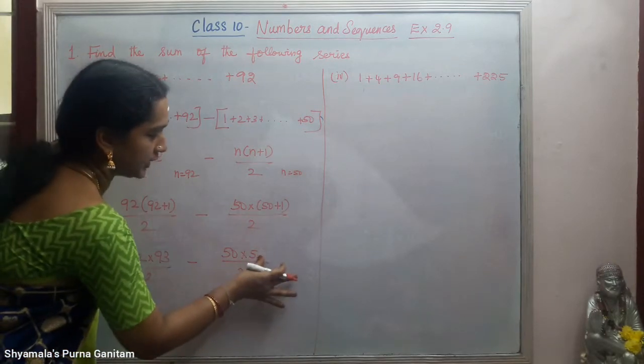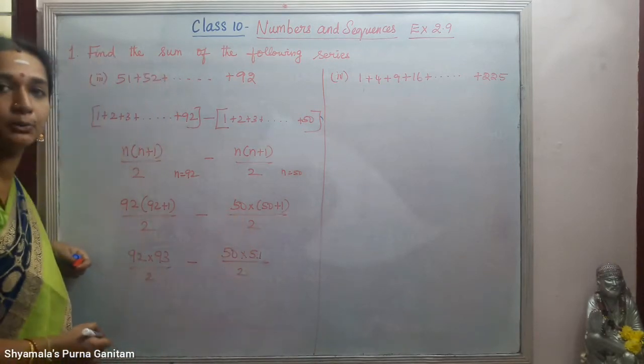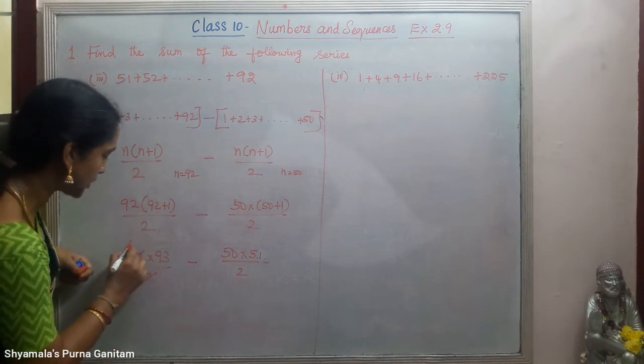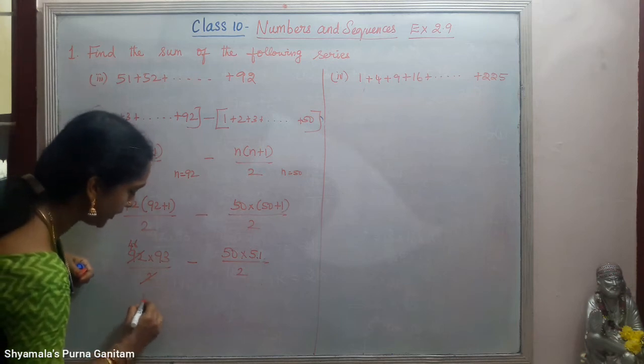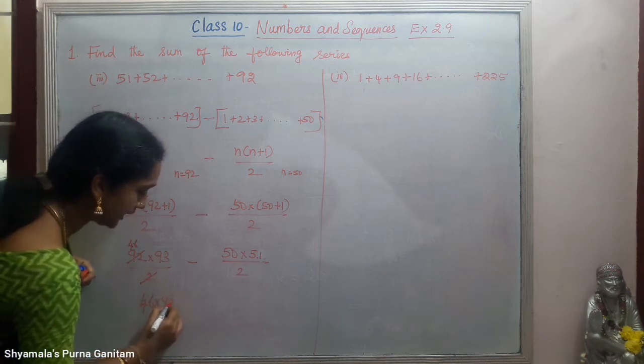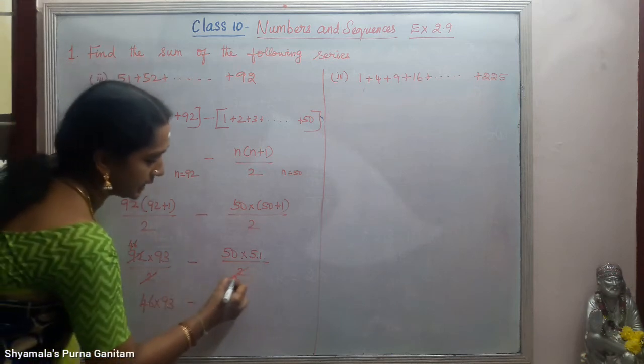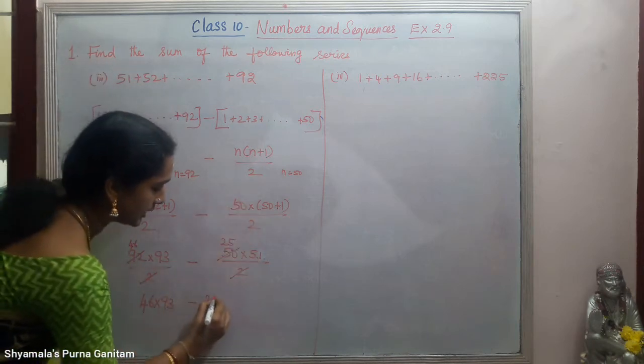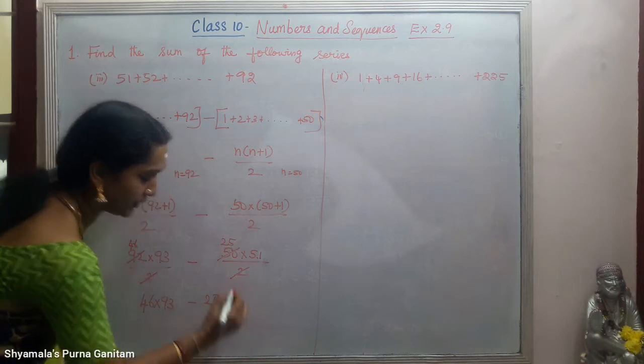Okay, sorry, 50 into 51 by 2. Then we can cancel this. 2 4s are 8, 2 6s are 12. So we will get 46 into 93 here. Here also 2 50s are 25 times, so minus 25 into 51.